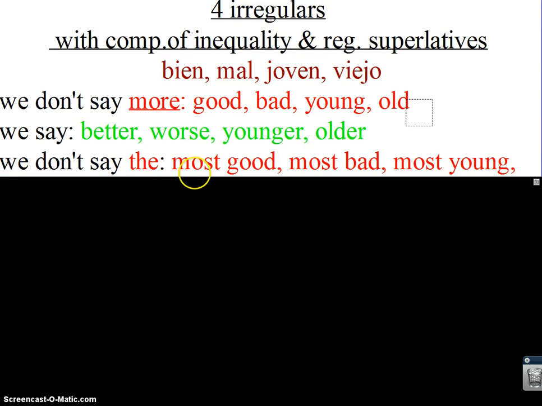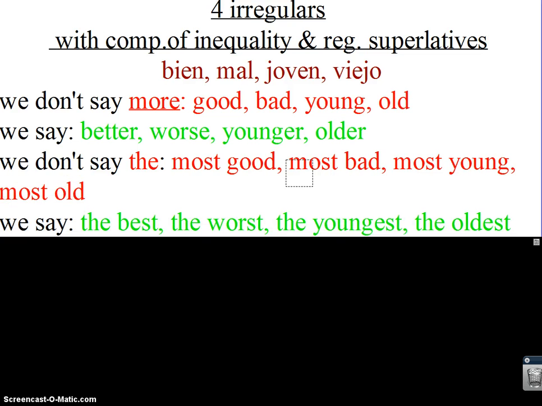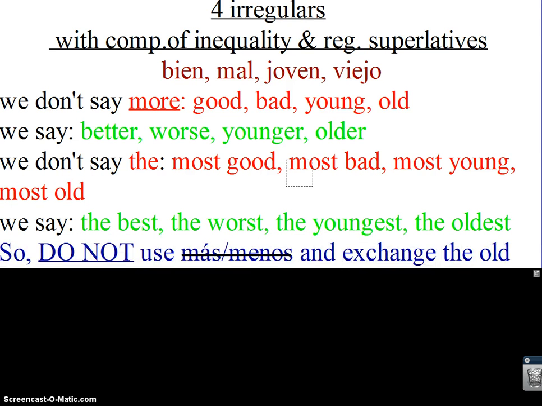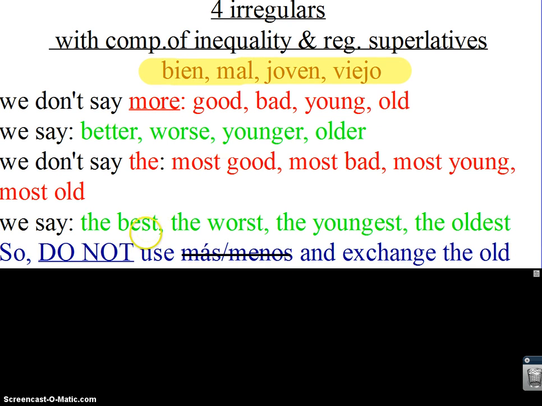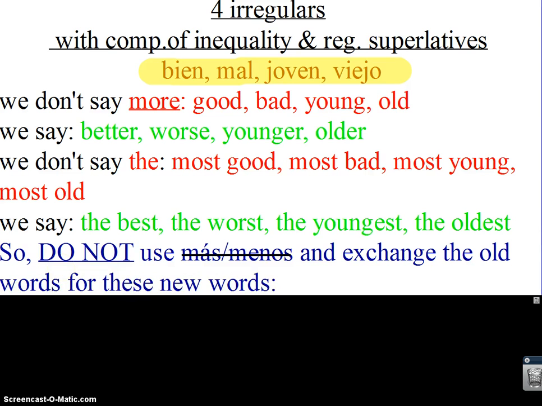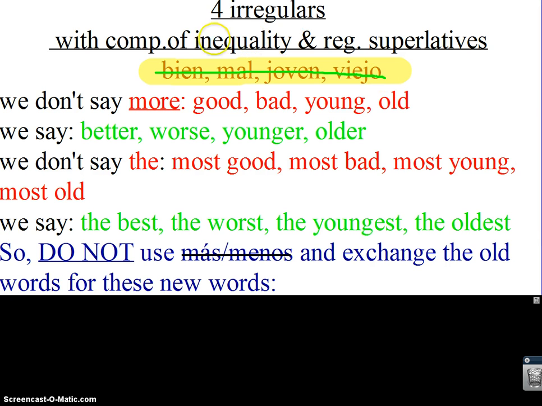And because we also don't say the most good, the most bad, the most young, the most old, we're going to say the best, the worst, the youngest, and the oldest. Therefore, with these four irregulars, let me highlight them: bien, mal, joven, and viejo, we do not use más o menos. We do not use más o menos, and we'll exchange the old words for these new words. So we will not use bien, mal, joven, or viejo with comparisons of inequality and regular superlatives.